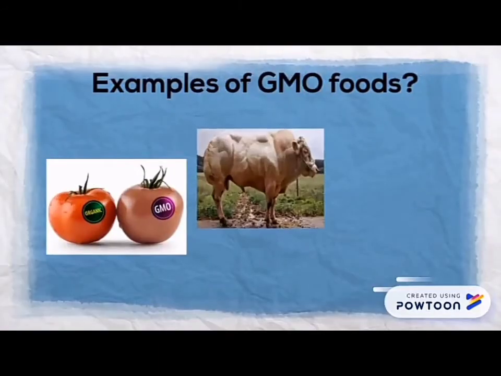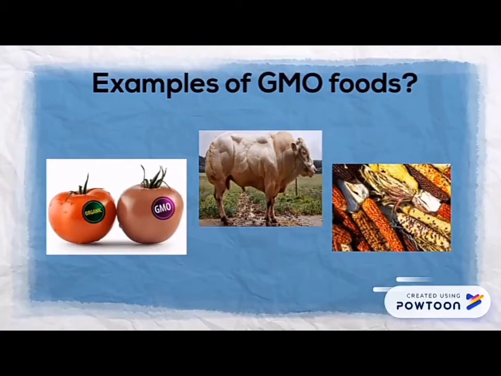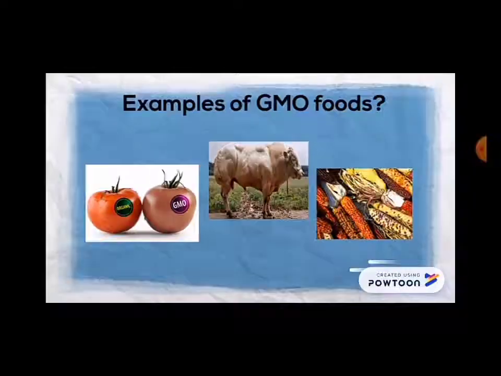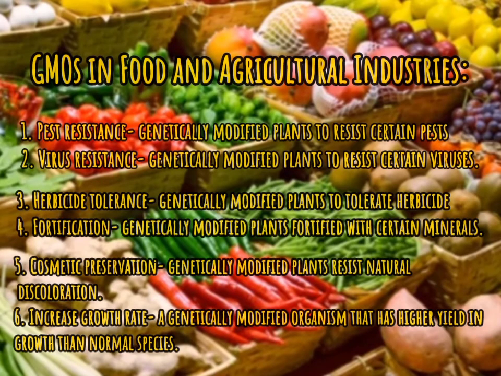Examples of GMO foods. So why do they use GMO? They use it for improving certain products, and also for business, to have a big profit. GMO is also used in the food and agricultural industries. We have here six things to consider in using GMO in the food and agricultural industry. First, pest resistance. Second, virus resistance. Third, herbicide tolerance. Fourth, fortification. Fifth, cosmetic preservation. And the last one, increased growth rate.